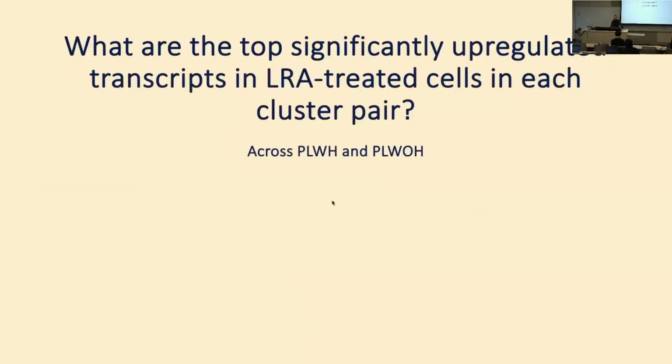Next, we wanted to see what the top significant upregulated transcripts are in LRA treated cells in each pair across people living without HIV and with HIV. The reason I'm focusing now on upregulated is because I understand that sometimes transcripts can be downregulated. It means that you suppress the expression of some kind of gene in the transcript.